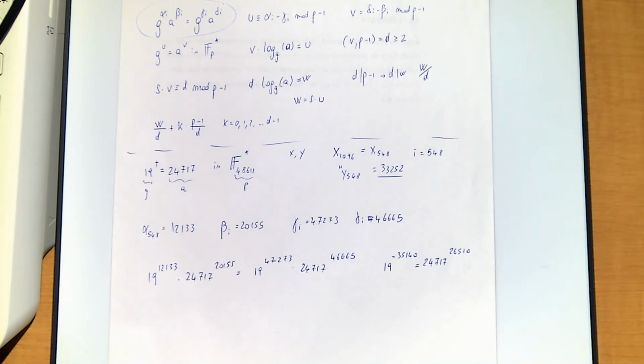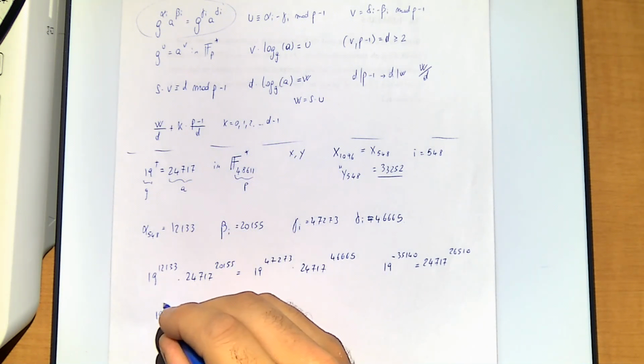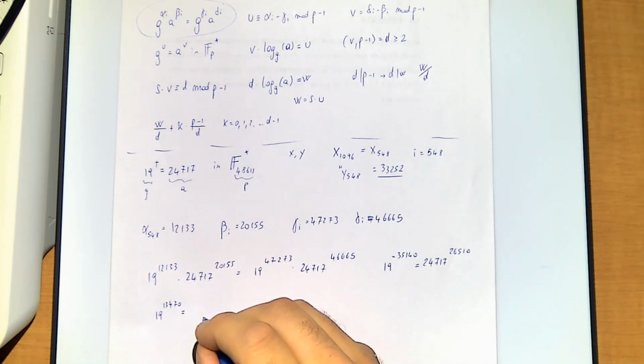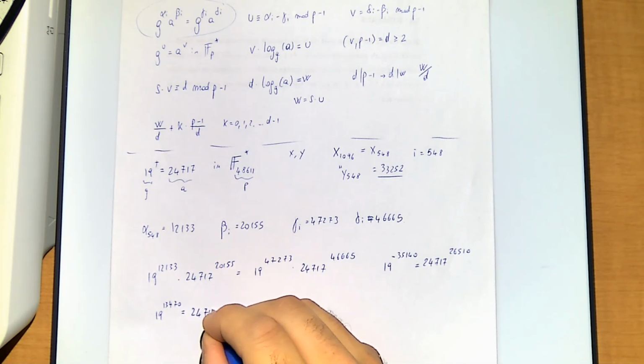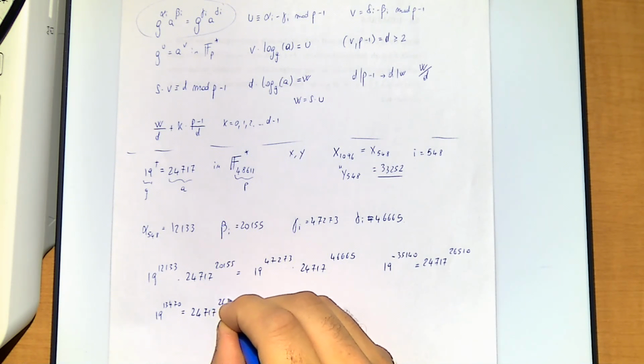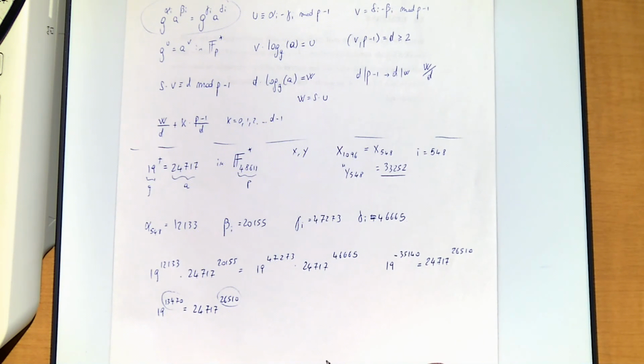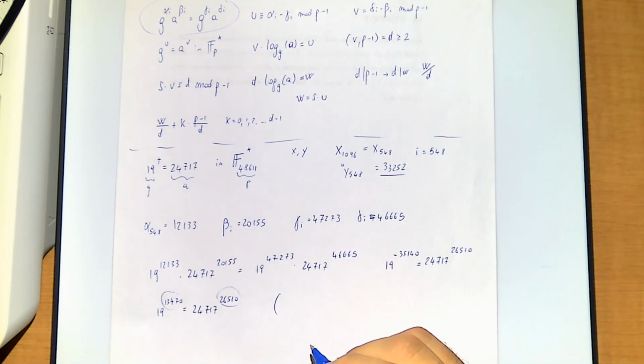It doesn't matter. In the end, I'll take the modulo P minus 1. So I get 19 to the 13470 equal to 24717. That stays the same. Okay, I got my candidates here, my U and V, as we called them up there. And then it's basically just a check on the GCD now to see what the next step is.